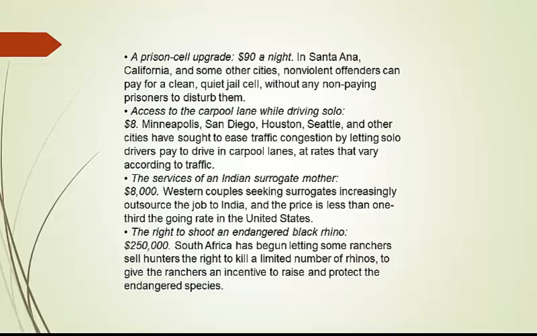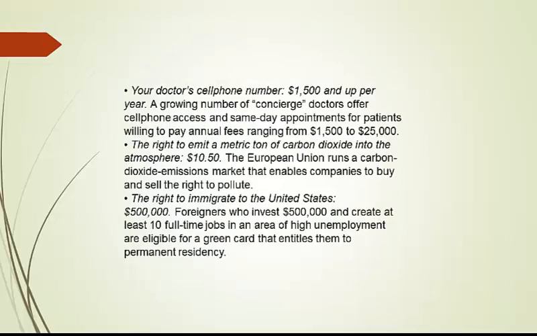Services of an Indian surrogate mother for Western couples, $8,000. You can have your baby implanted into the womb of an Indian woman. Right to shoot an endangered black rhino is $250,000. You can buy your doctor's cell phone number for $1,500. If you want to pollute, you can pay $10.50. If you have $500,000, you can immigrate to the US.